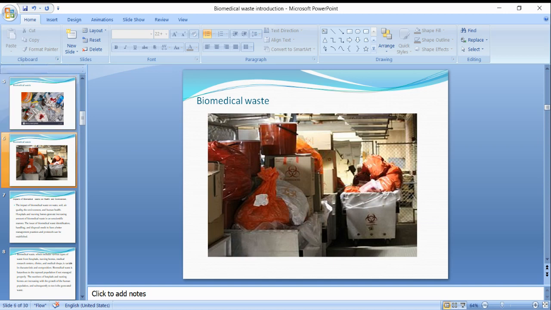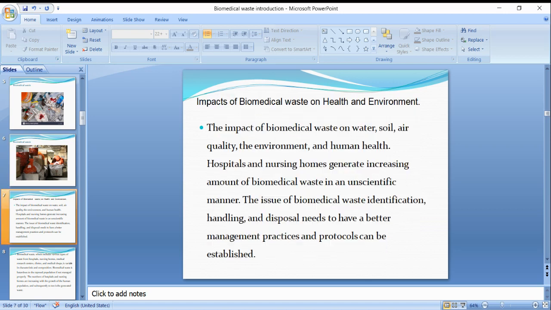So how will it be stored? In the hospitals it will be stored like this. After storing, they will collect it into containers and take it away. In the hospitals you can see that waste is stored like that. So that is the introduction part we have seen.